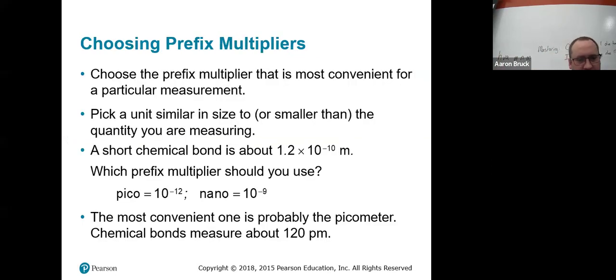Because the choice here, if I go on the nano scale, it would be 0.12 nanometers. And that's not bad. That's not a bad unit to go with. On the pico scale, however, 120 picometers. It's a preferential thing, but chances are pretty good that I can rationalize what 120 looks like a little bit better than what I can picture 0.12 looks like.